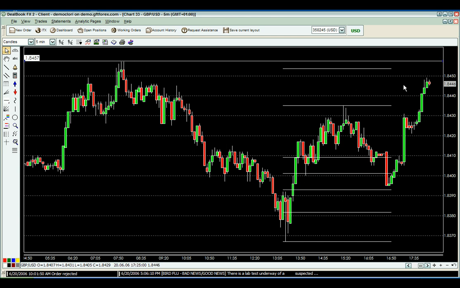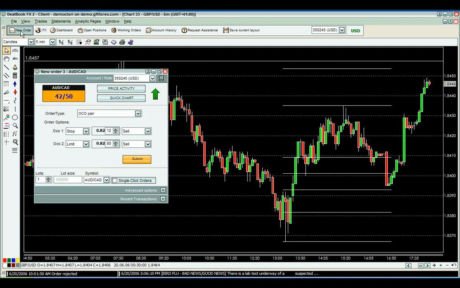I'm going to place a parent and contingent sell order up here at 84.55 with a 20 pip stop and limit. And let's go to our order entry.